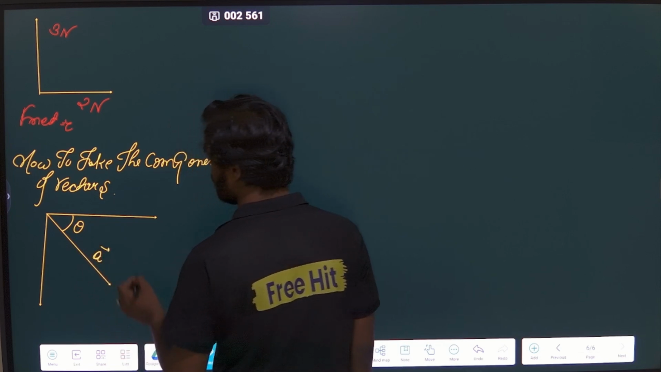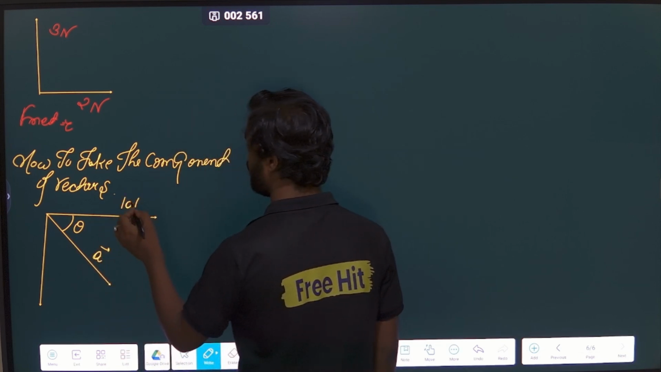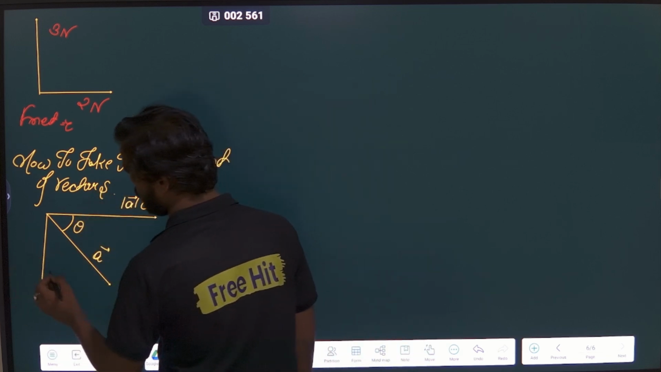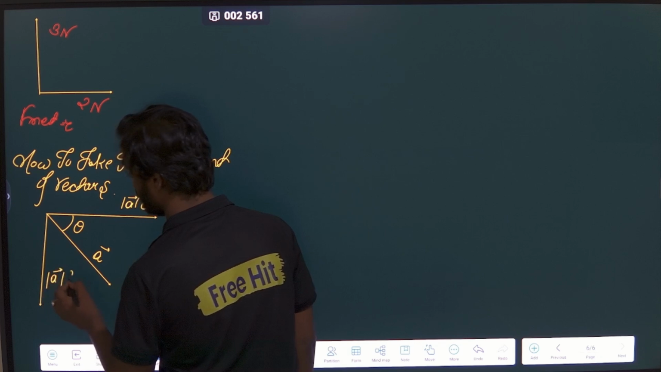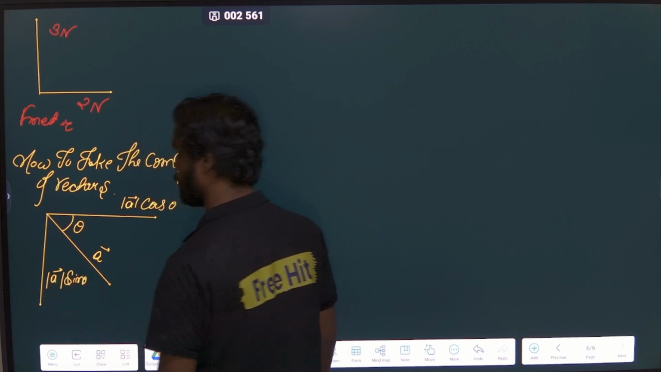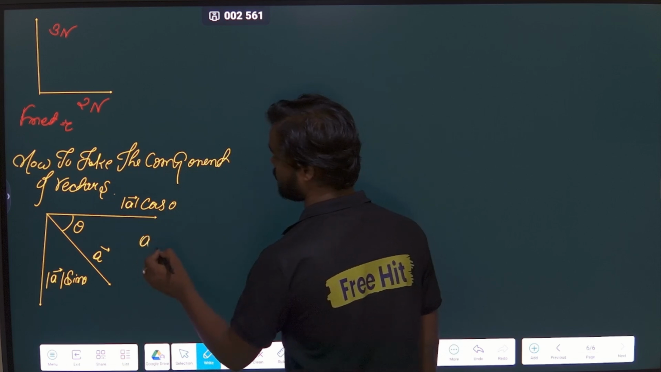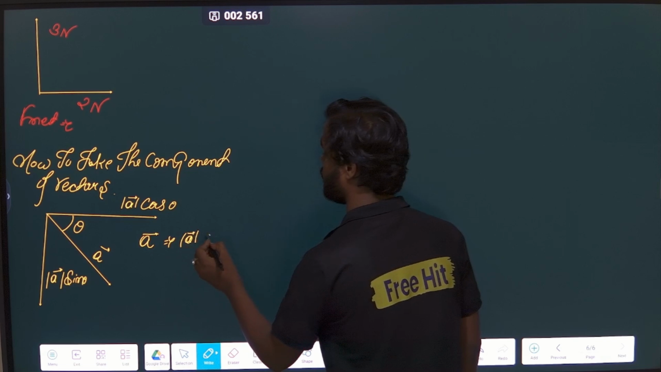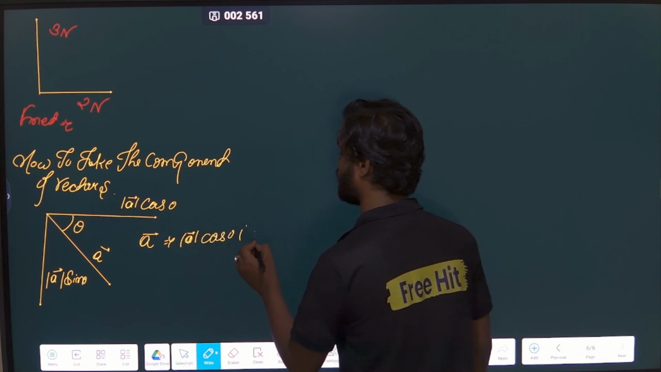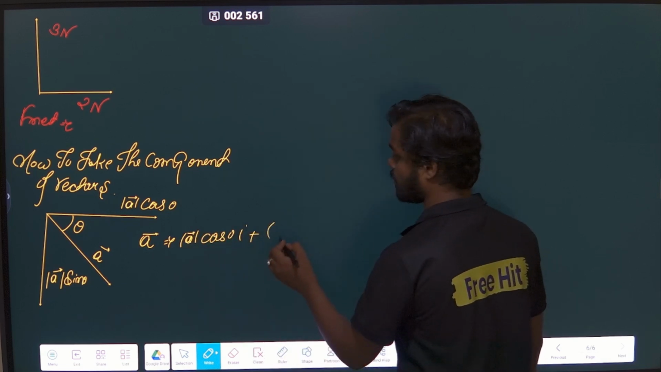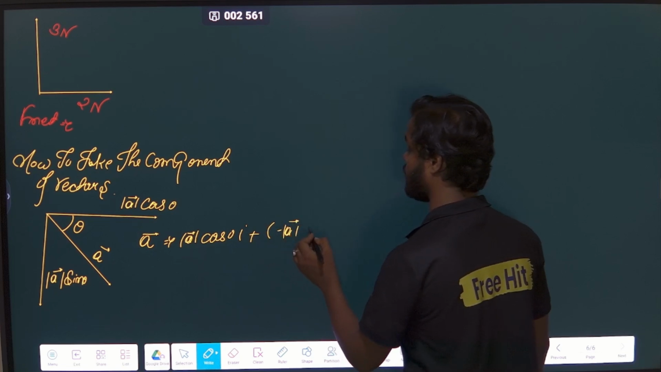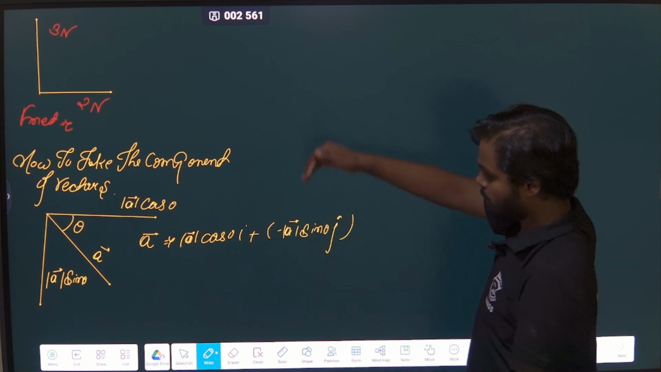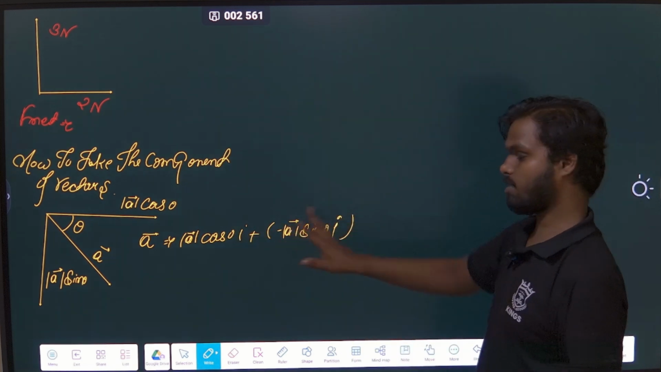So x component will be equal to mod of A vector into cos theta, and my y component will be equal to mod of A vector into sin theta. So I can write my A vector as, what is my x? X is mod of A into cos theta into i cap plus, what is my y? That is minus mod of A into sin theta into j cap. Why did this minus sign come? Because unit vector along minus y direction is minus j, so that's why there is a minus sign.